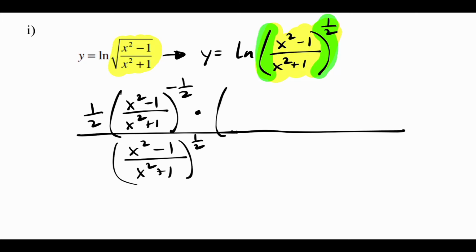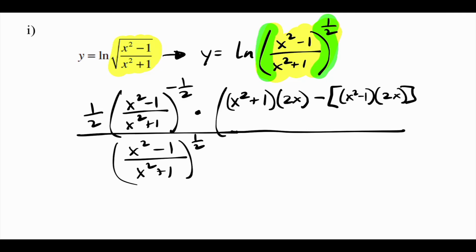Okay. So low times the derivative of the high, minus the high times the derivative of the low, all over the low squared.